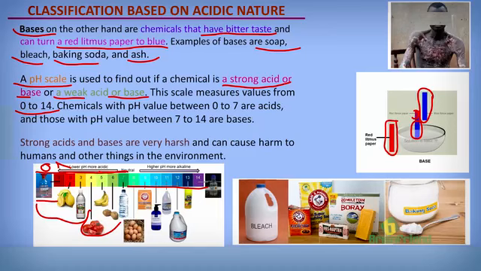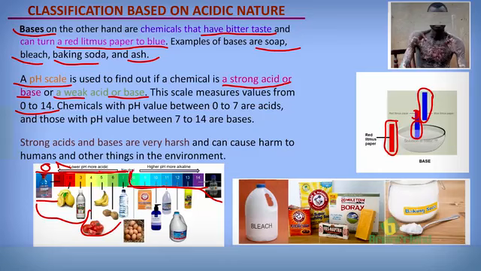So we have the very weak bases within this range. Chemicals that are weak bases should have pH values of 8 to 10. And strong bases should have pH values from 14 down to 11. And these are examples of substances that are made up of basic chemicals of different pH values.